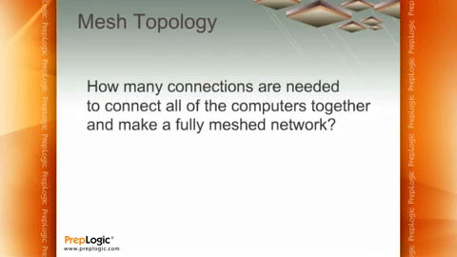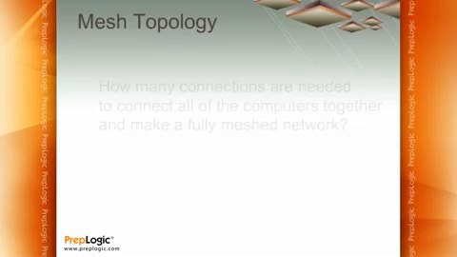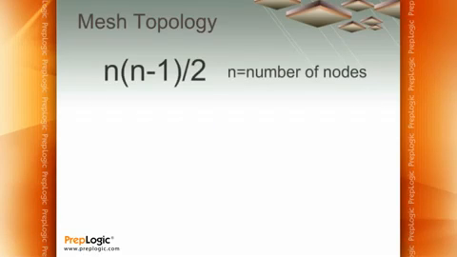How many connections do we need to connect all of the computers together to make a fully meshed network? And here's your formula. N is the number of nodes. So you type N times N minus 1, divide the whole thing by 2. The Network Plus loves to ask questions about mesh topologies, so make sure you understand that one very simple formula so that you can get through the 1 or 2 questions you might run into to deal with that.